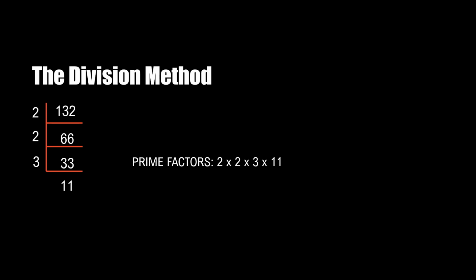So what are the prime factors of 132? 2, 2, 3 and 11. If we multiply all the numbers, we will get 132. So that is how we know our answer is correct.